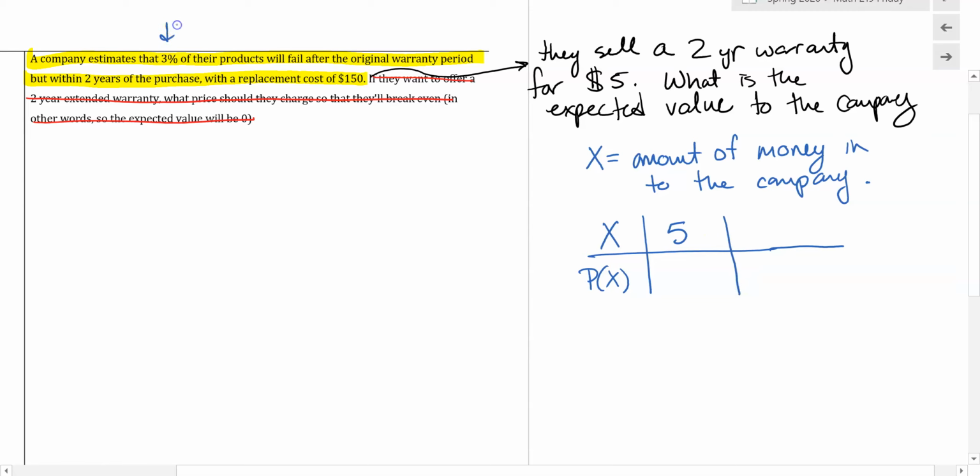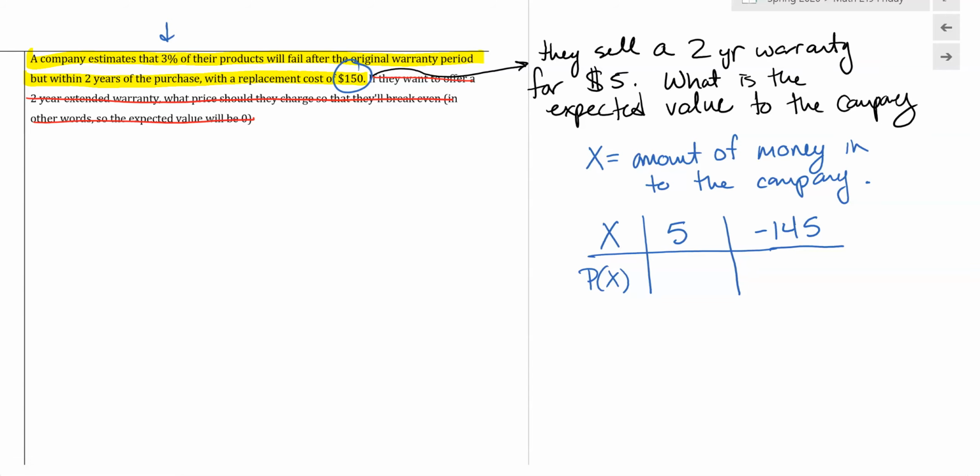But 3% of the time, their item is going to fail, and they're going to have to shell out $150 to replace it or to fix it. So 3% of the time, the company is going to be out money. Now, they have to shell out $150, but didn't they already take $5 from you? Like to buy the warranty, they took your $5. So really, they're only out $145 if their product fails.